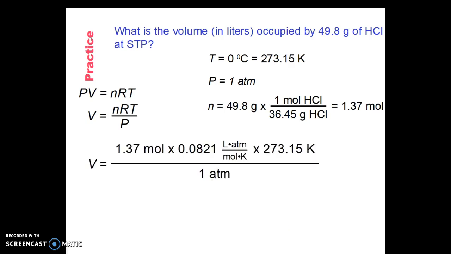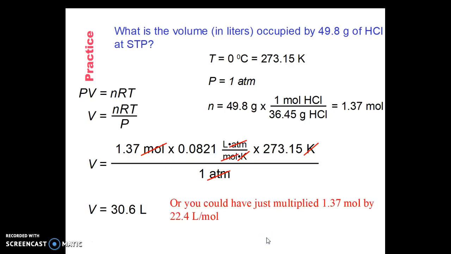And so when we take the number of moles, the gas law constant, the temperature, and the pressure, and plug that into our solved for V equation, everything falls out except liters, and we get 30.6 liters. Or you could have just multiplied the 1.37 moles you got here by 22.4 liters per mole, because we are at STP. That is the shortcut, and there's no reason not to take the shortcut.